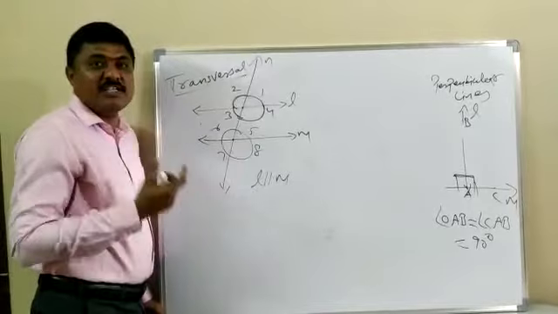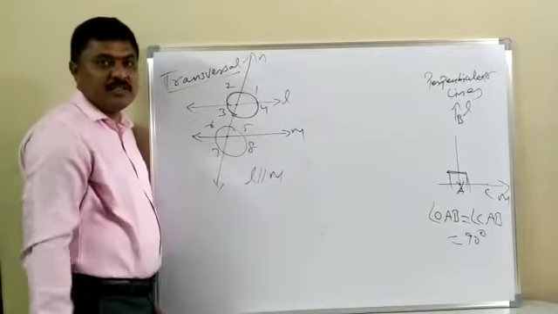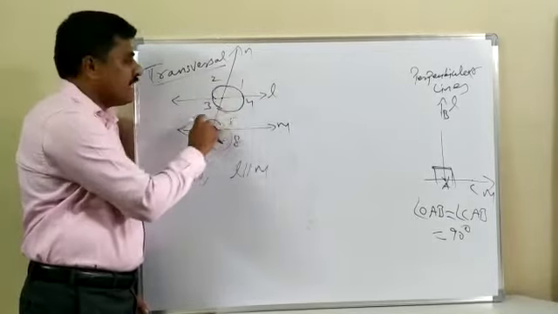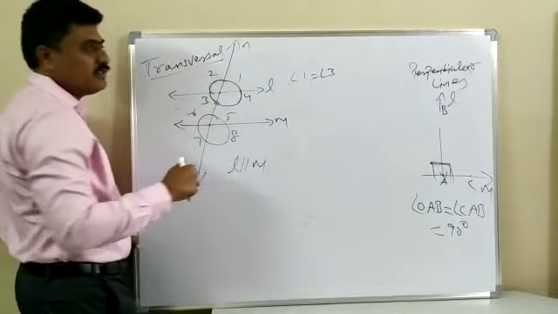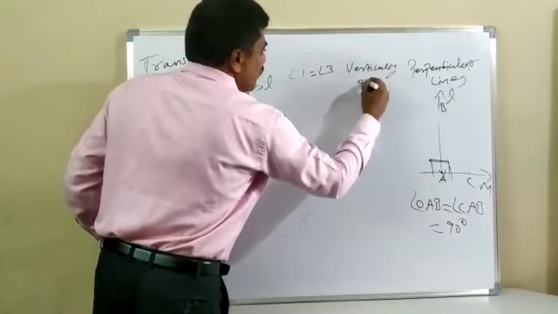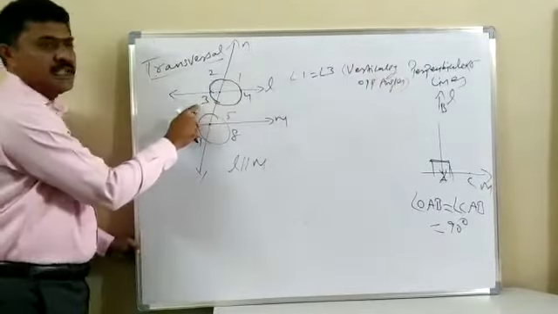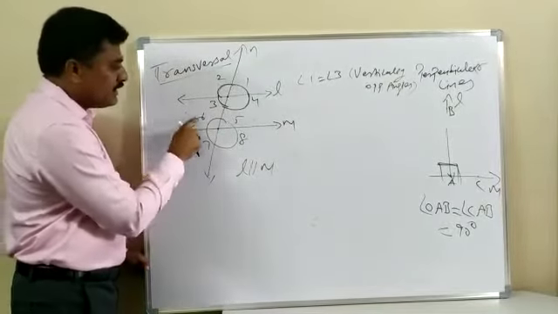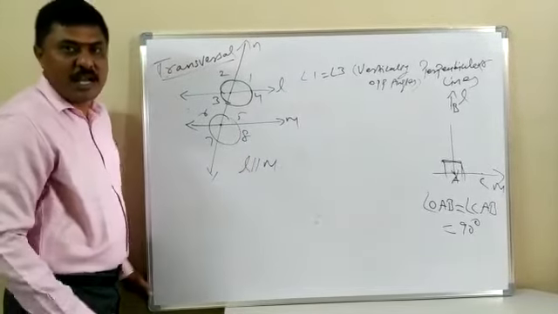Now we have relations for all these angles. What relation is there for these angles? We will see now. Here angle 1 and angle 3: angle 1 is equal to angle 3. Why are these two equal? In earlier videos we have seen, they are vertically opposite angles. In the same way, 2 and 4 are vertically opposite angles. Again 6 and 8, vertically opposite angles. 5 and 7, they are vertically opposite angles.